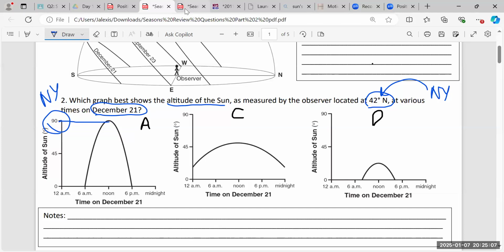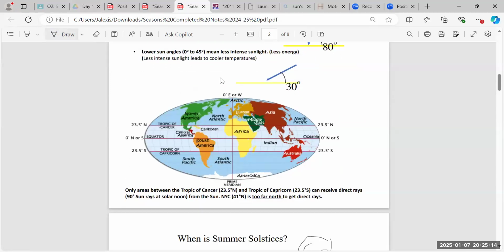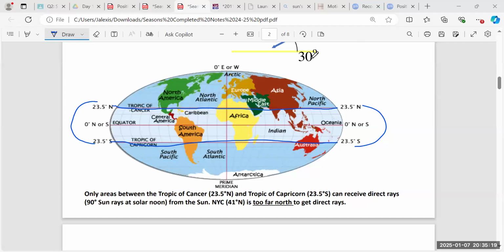As a matter of fact, you can check this. Go to page 2 real quick, and feel free to pause and rewind. The only areas that actually receive 90-degree vertical rays from the sun are latitudes less than 23.5 degrees north, all the way to less than 23.5 degrees south. If they don't fit that range, then they will not receive direct sun rays. So New York is outside of that range, which is why New York won't receive 90-degree sun rays.